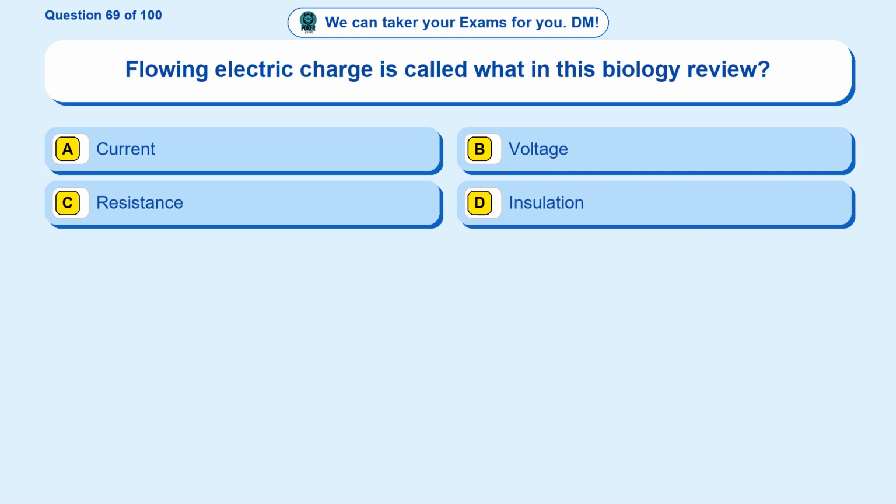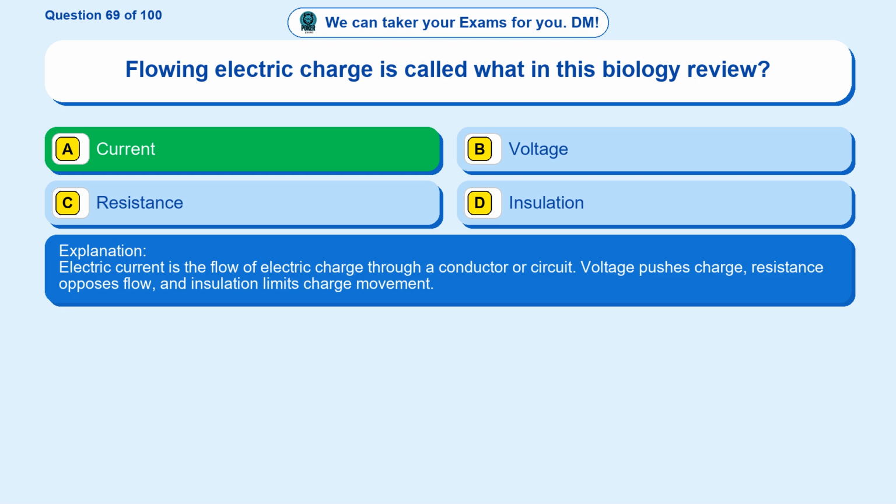Question 69. Flowing electric charge is called what in this biology review? Option A, current. Option B, voltage. Option C, resistance. Option D, insulation. The correct answer is option A. Current. Electric current is the flow of electric charge through a conductor or circuit. Voltage pushes charge, resistance opposes flow, and insulation limits charge movement.